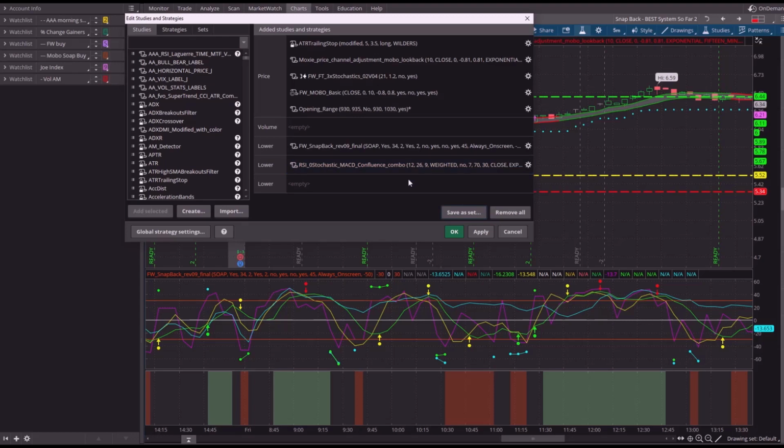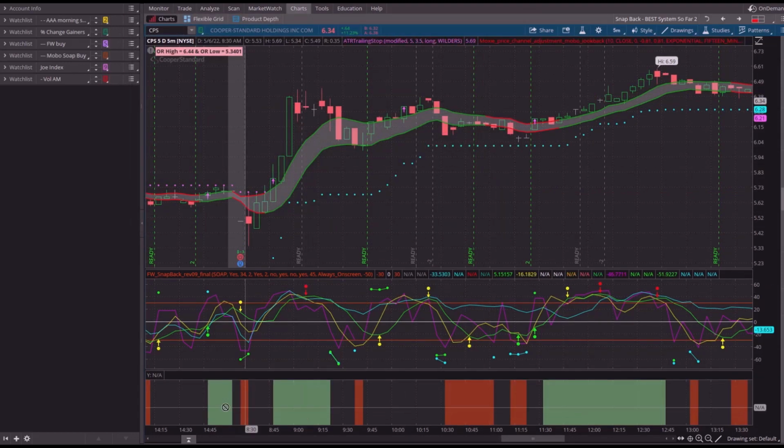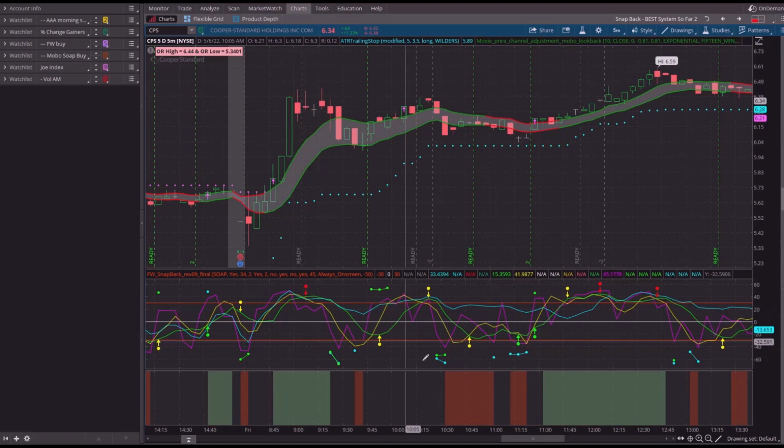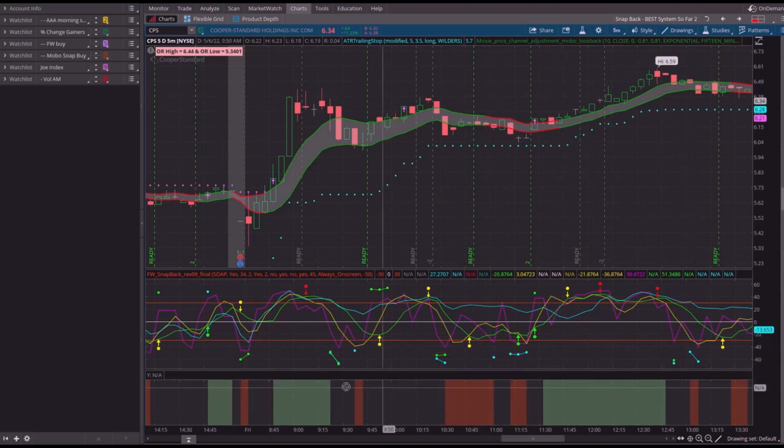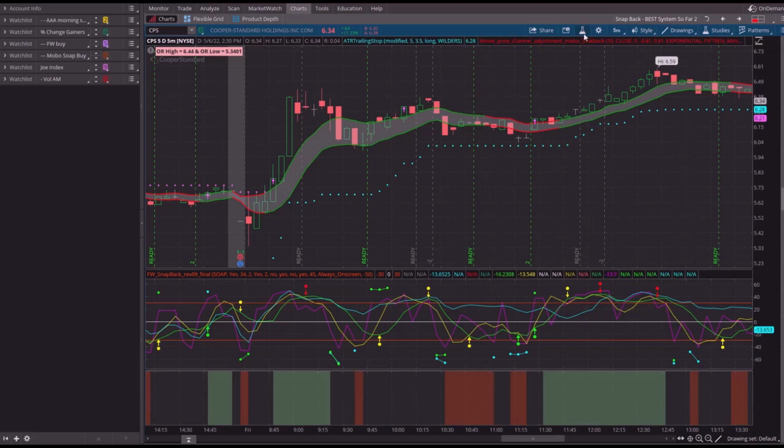So the RSI stochastic MACD confluence combo is the bottom one here. What I did here is I removed all of the lines and I just left the colors, because we're not utilizing the lines. These are the lines that we're utilizing for buy sell signals to kind of give us an indication of where we're at. But this is also helpful as a confirmation. If you've never monkeyed with indicators before, you can also take this, and I'll show you.